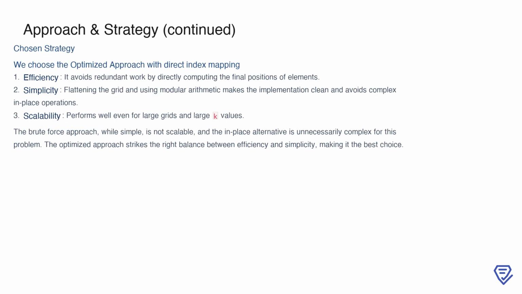Given the options, the optimized approach with direct index mapping is the preferred strategy for solving this problem. It is efficient because it avoids redundant computations by directly calculating the final positions of elements. The use of modular arithmetic and a flattened 1D representation of the grid provides a clean and simple implementation, making the solution accessible without unnecessary complexity. Furthermore, this method scales well, performing effectively even for large grids and high values of k.